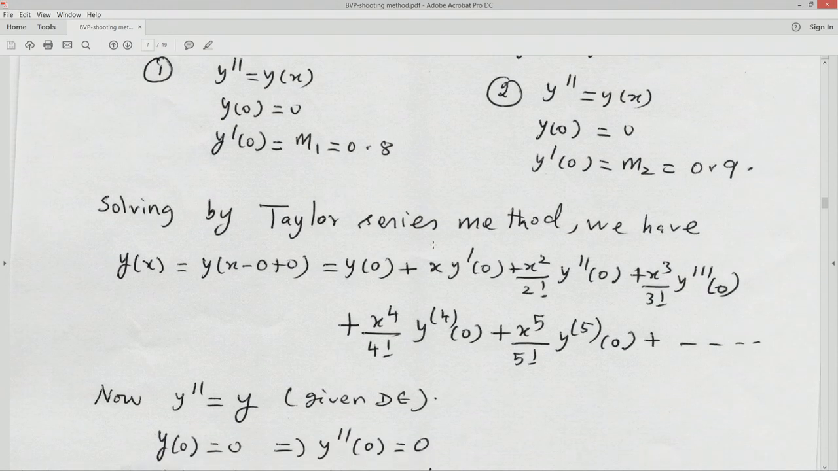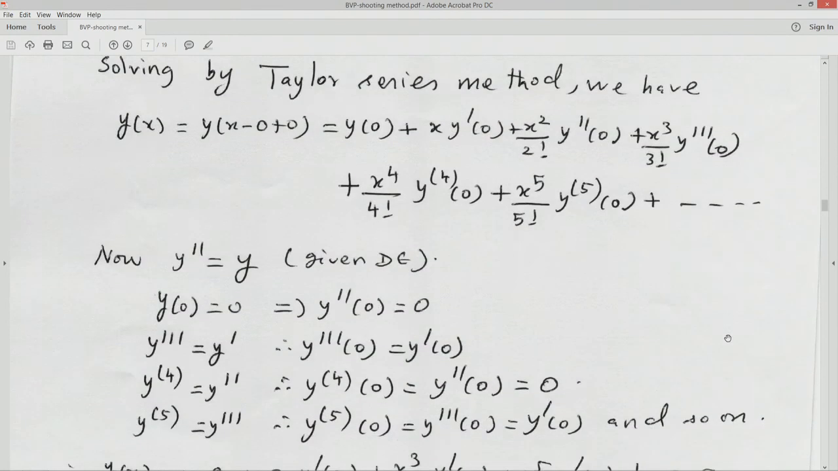So, in this case let us write down the solution by Taylor series method. So, y at x is y of x minus 0 plus 0 because the initial point is 0. So, I expand y about the point x is equal to 0. So, that is y of 0 plus x into y dashed of 0 plus x square by factorial 2 y double dashed of 0 and so on, plus etcetera, plus x to the power of 5 by factorial 5 into fifth derivative at 0 and so on.